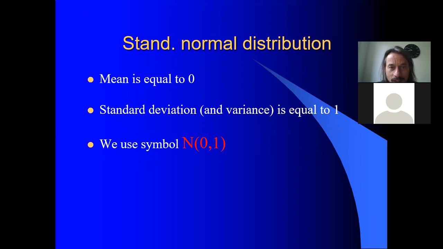So you should have at least some limited knowledge about this theoretical model. Standardized normal distribution is described by mean, which is equal to zero, and standard deviation, and also the variance, which is equal to one. Sometimes in the literature, you can find the description for this distribution as big N, which stands for normal distribution, and in brackets, the first part is the mean, zero, and then the next part is the value of standard deviation or variance.